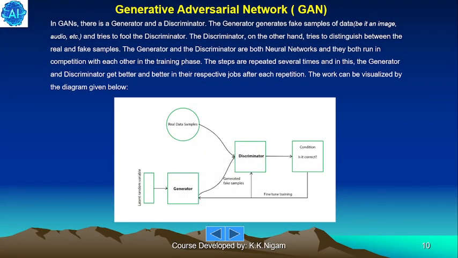So in a GAN, there is a generator and a discriminator. The generator generates fake samples of data, be it image, audio, or video, etc., and tries to fool the discriminator. The discriminator, on the other hand, tries to distinguish between the real and the fake samples. The generator and the discriminator are both neural networks, and they both run in competition with each other in the training phase. The steps are repeated several times, and in this, the generator and the discriminator get better and better in their respective jobs after each competition. The work can be visualized by the diagram given below.